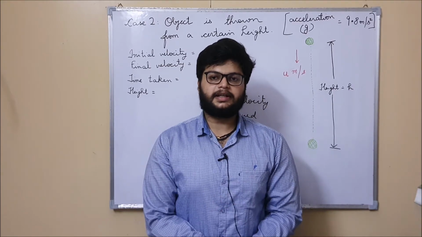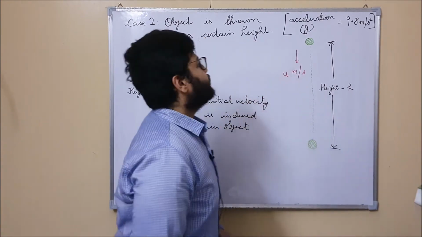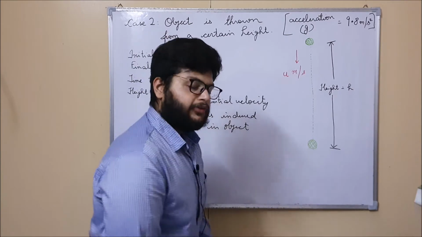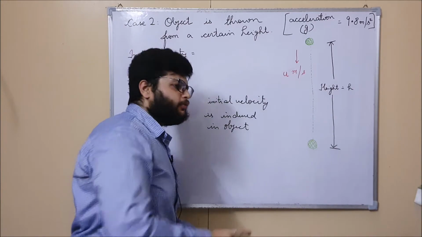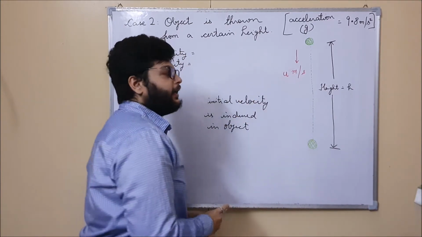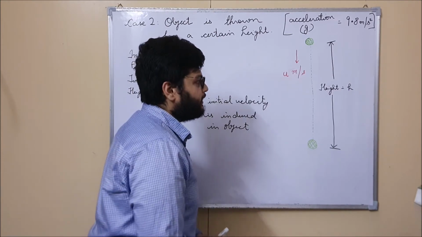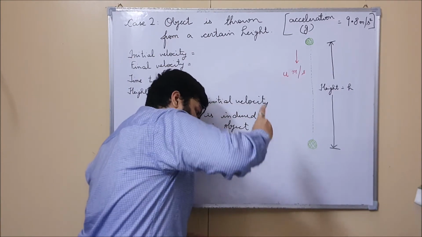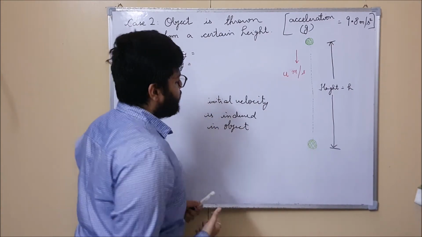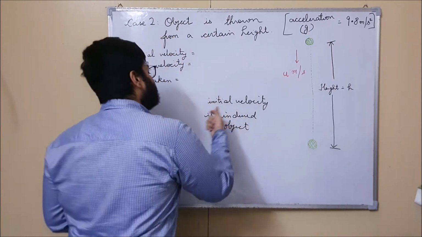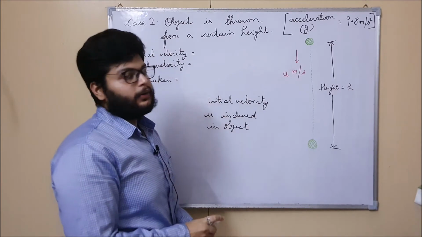So today we are going to discuss case number 2, that is if an object is thrown from a certain height h. Assume you are throwing an object with a certain amount of force, and you throw the object directly onto the ground. When you apply a certain amount of force on the object, it induces initial velocity in the object.